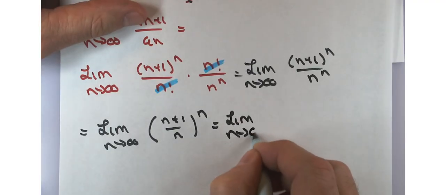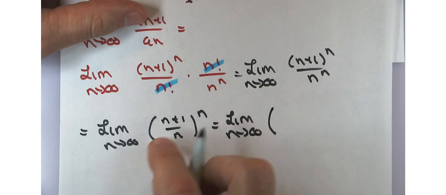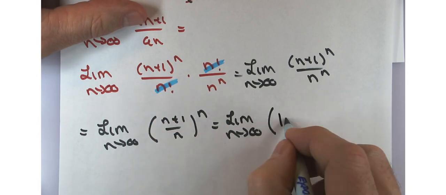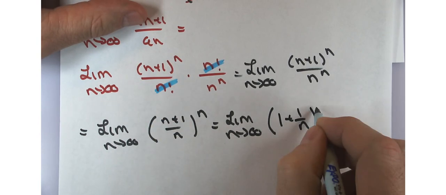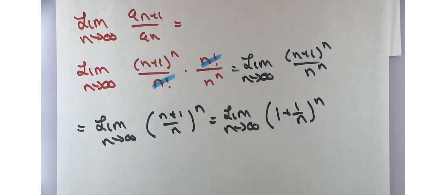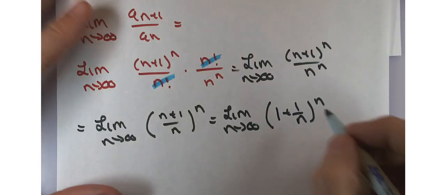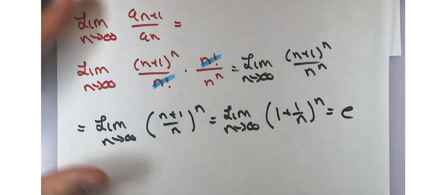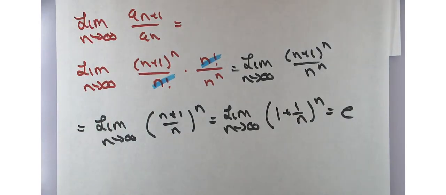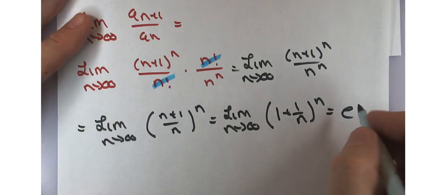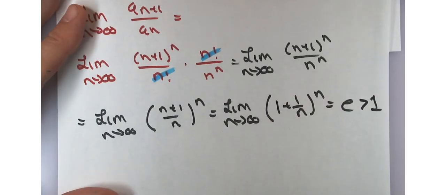That's going to be n over n, which is 1, plus 1 over n to the nth power. Does anyone recognize that limit? Kaiser. E. Well done. And we know that e is bigger than 1. So what's our conclusion?